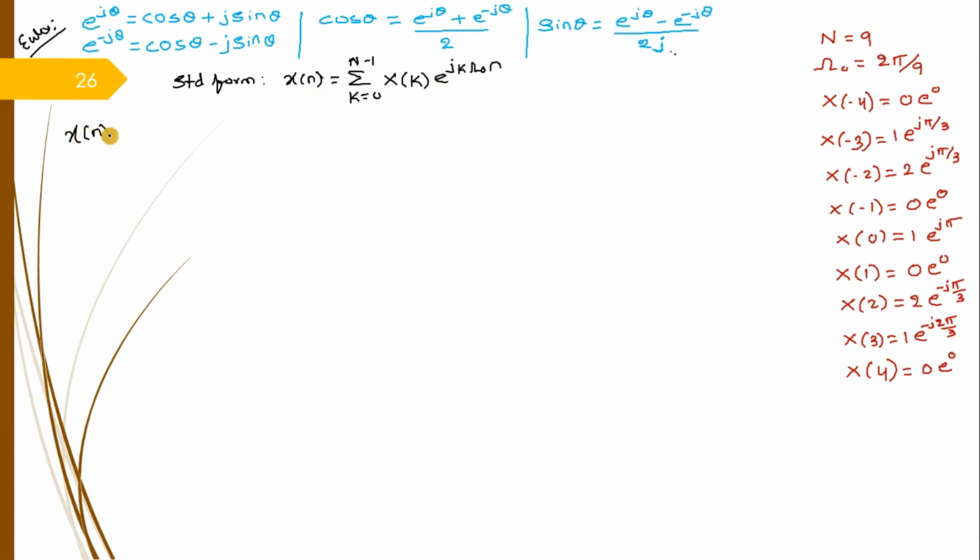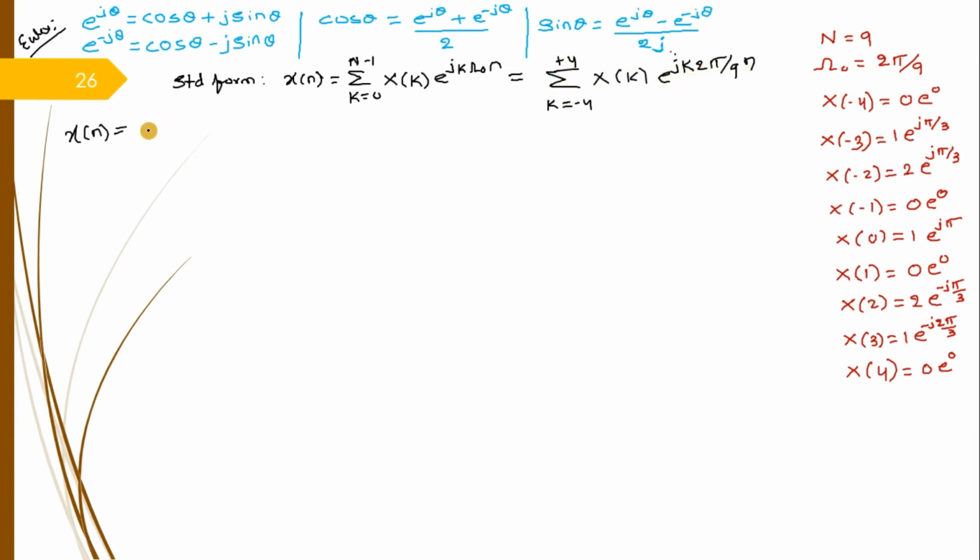x of n in this case, if I write, because x of k and e raised to j, that information we have already got. So here it is nothing but summation k is equal to minus 4 till plus 4, x of k e raised to j k omega naught, which is 2 pi by 9 n. So this is the form. Now we will use this form and construct it.